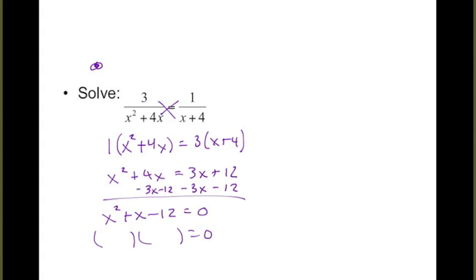To factor, I'm looking for what multiplies to make negative 12 that adds to make positive 1. So that'd be a positive 4 and negative 3 would add to make positive 1 and multiply to make negative 12. And our solutions are then the opposites of those factors, negative 4 and positive 3. If I test this out, plugging in a negative 4 will cause me to divide by 0 in both of the fractions, so that is a problem. Plugging in 3 is fine, so it's just 3. That's our solution.